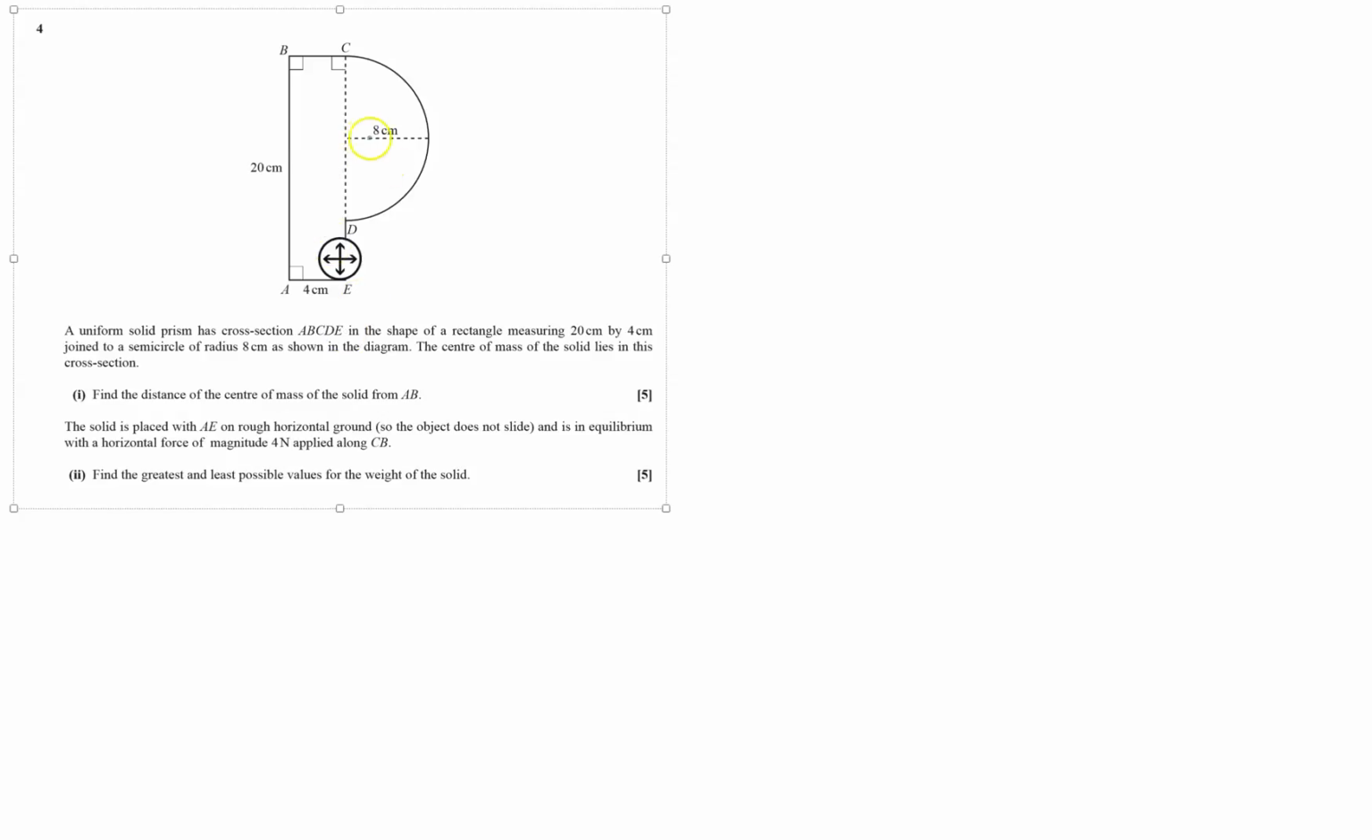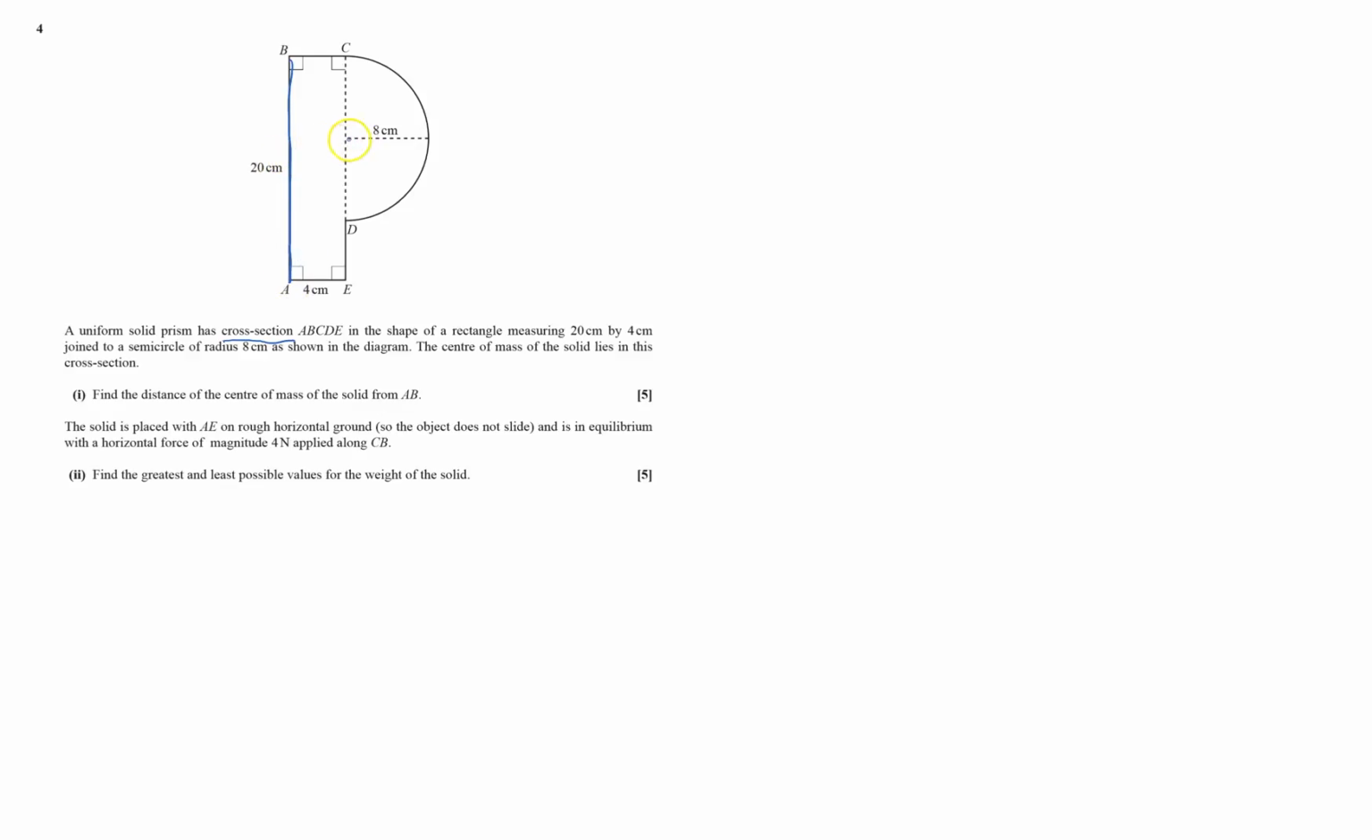Okay, you've got the solid here, it's got a cross section like this, so it's basically a prism, so I can consider it as a laminar. So this is going to be a rectangle, and this I'm going to be making a semicircle and a sector of a circle. So all the measurements are down there. I've got to find the distance of the centre of mass of the solid from AB, from that line there.